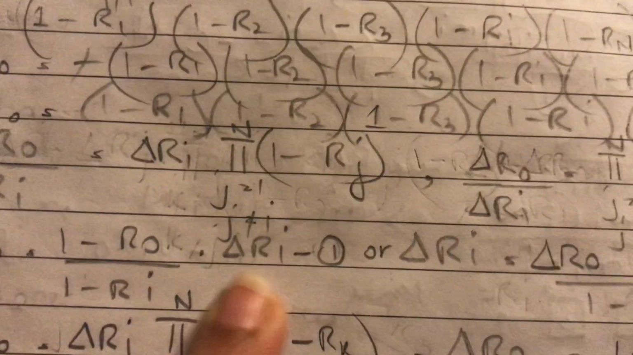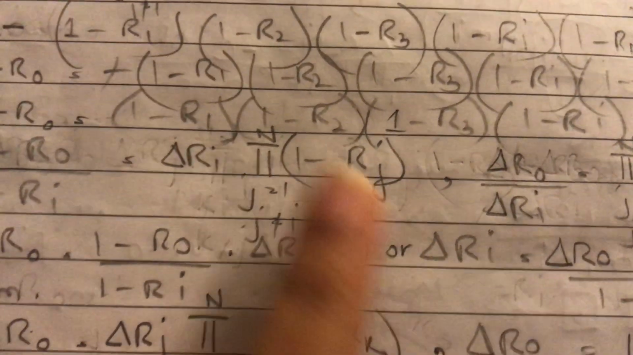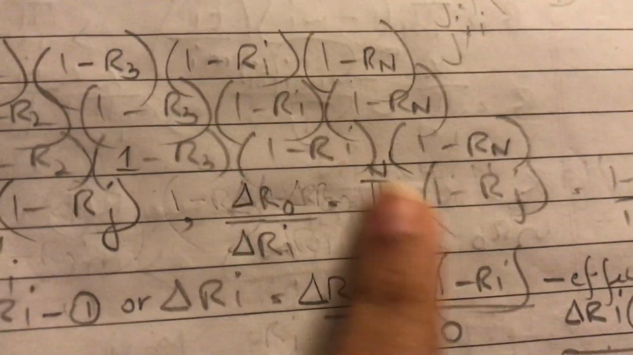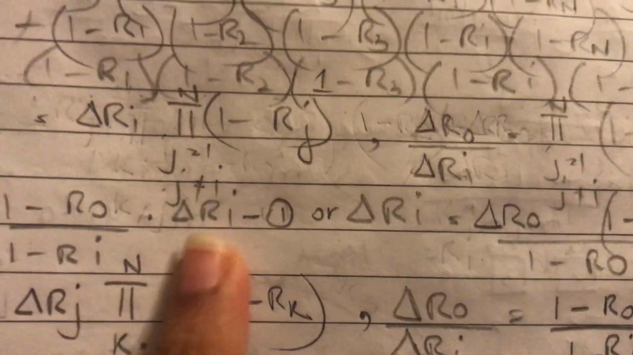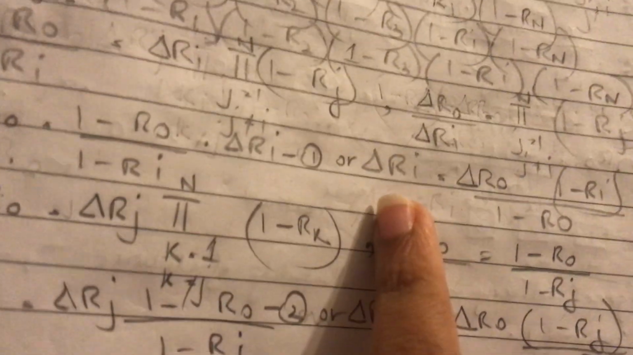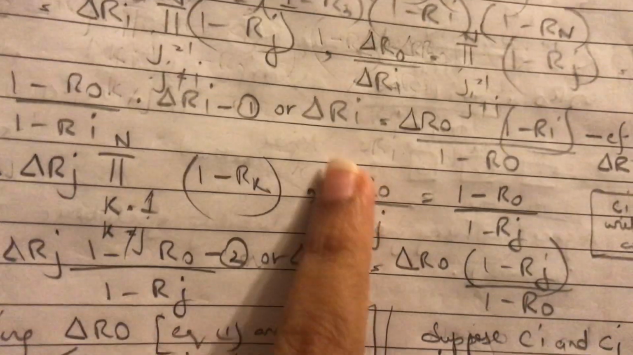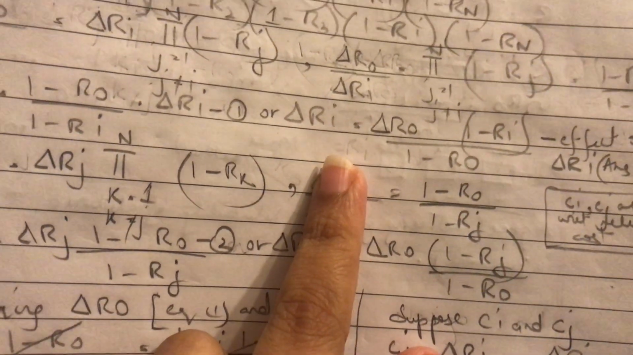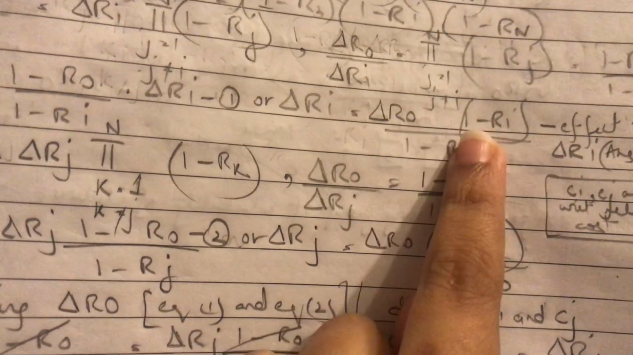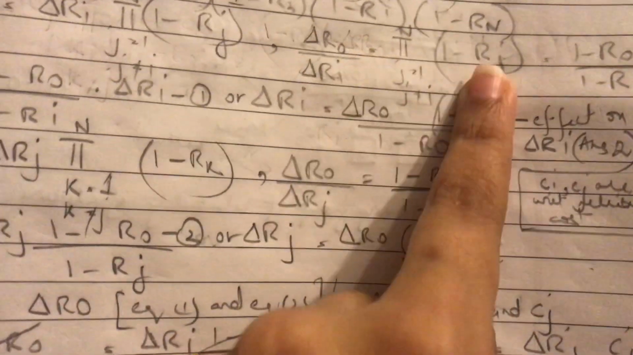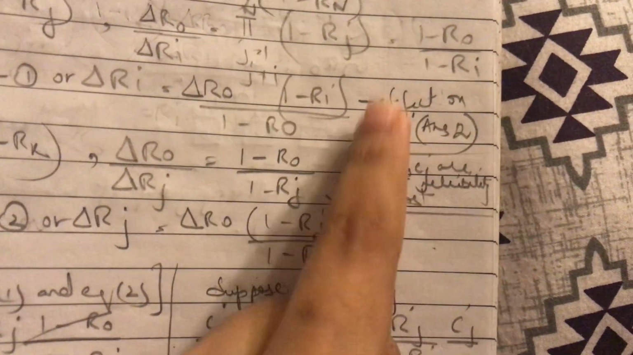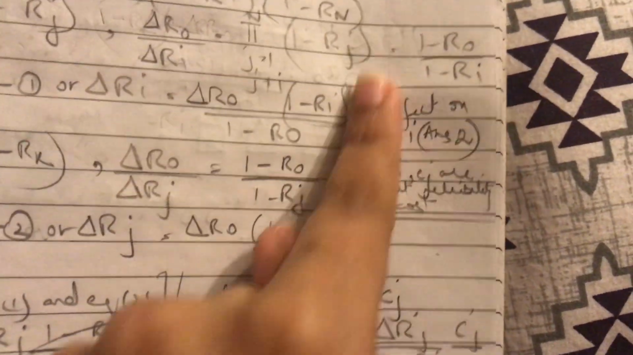Okay, so we name it as equation 1, or this equation can also be written in this form. As you know, to give the answer of our question 2, that was how delta R0 reflects on delta Ri, we simply write here delta Ri becomes delta R0 times 1 minus Ri over 1 minus R0. So this is the effect that comes on delta Ri. So this is our answer 2.